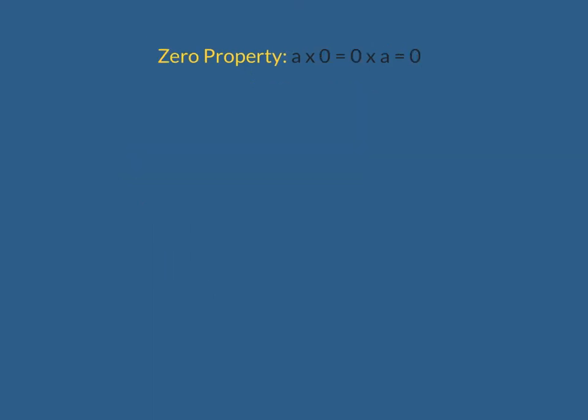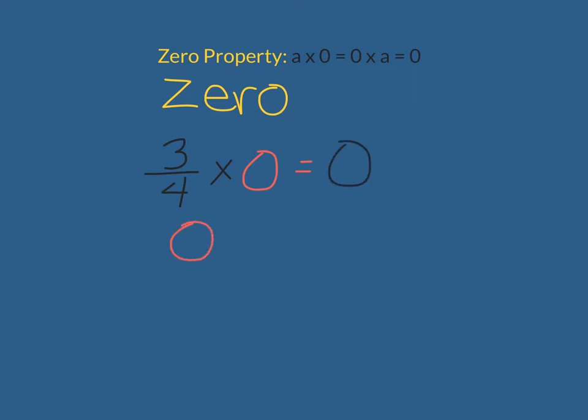Next up, we have the zero property, which is a times 0 equals 0 times a, which ultimately will just equal 0 because any number times 0 equals 0. So the zero property, you're going to just think 0. When we look at that as an example, we would have 3/4 times 0 equals 0. We can also write that as 0 times 3/4, which also equals 0.